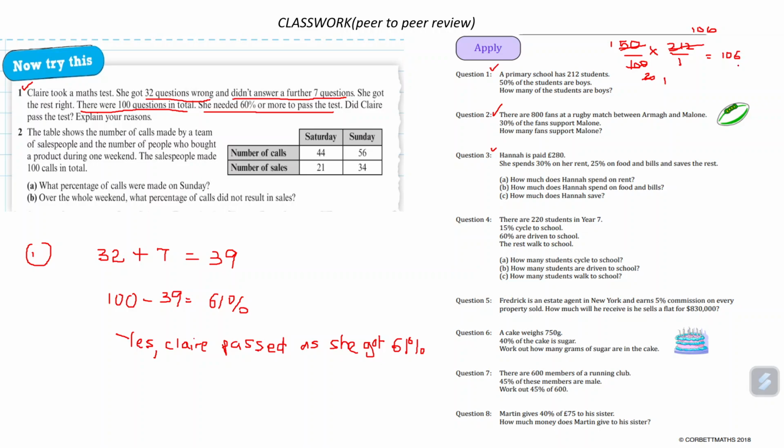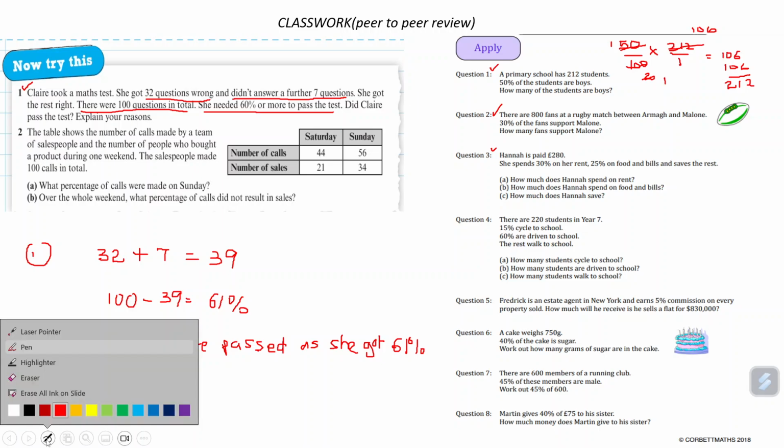We can cross check, because we are told that 50% of the students are boys. So let's add this again. This is 6 plus 6 is 12. Carry 1, you add this. See? Straightforward. That's the 50% of 212 is 106. Therefore, we are correct.